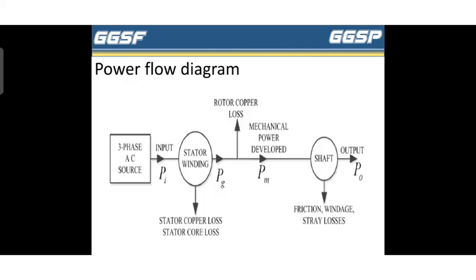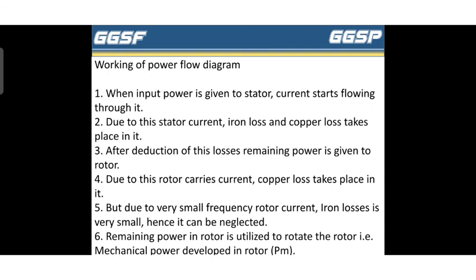This is the power flow diagram of the motor. Working of the power flow diagram: when input power is given to the stator, current starts flowing through it. Due to the stator current, iron loss and copper loss take place in it. After deduction of these losses, the remaining power is given to the rotor. Because the rotor carries current, copper loss takes place in it. But due to the very small frequency of the rotor current, iron loss is very small, hence it can be neglected. The remaining power in the rotor is utilized to rotate the rotor, that is the mechanical power developed in the rotor, that is Pm.